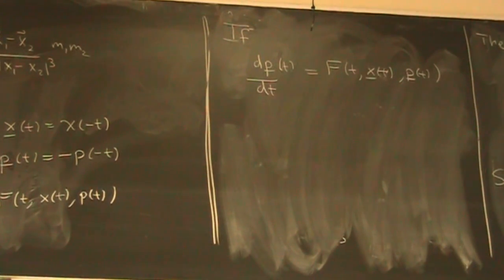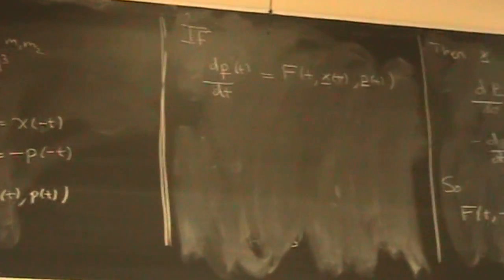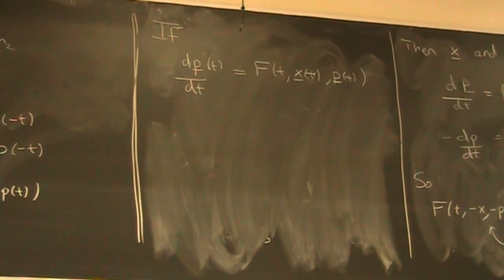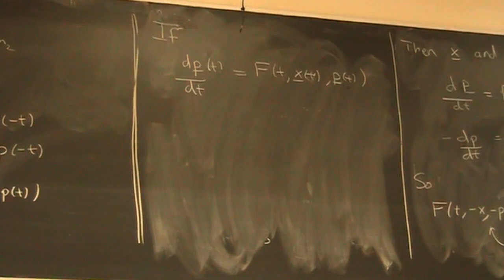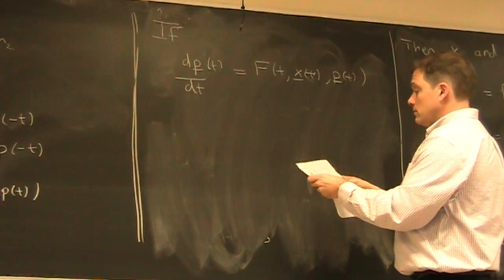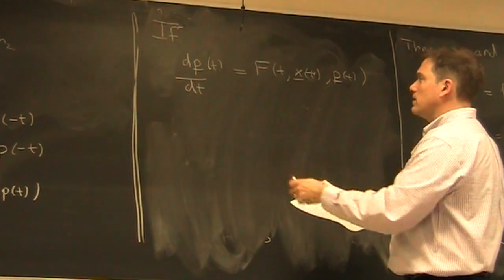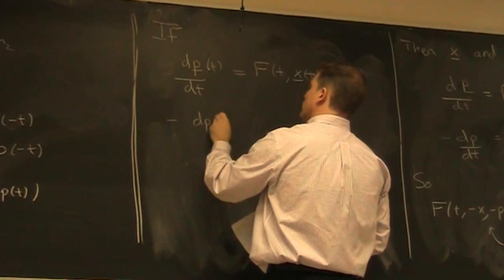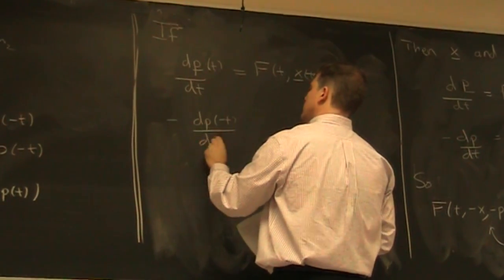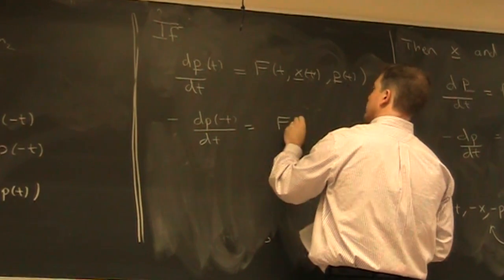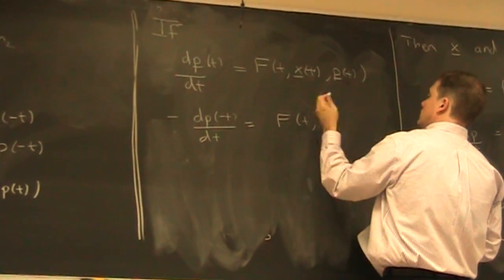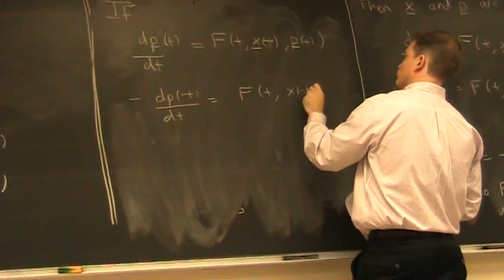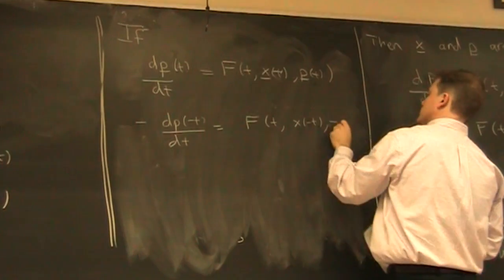So that's saying that these new positions and momenta are also solutions to the equations of motion. If I write down what this p bar and x bar are, I get that this is minus dp of minus t, dt, is equal to f here of t and x of minus t, minus p of minus t.